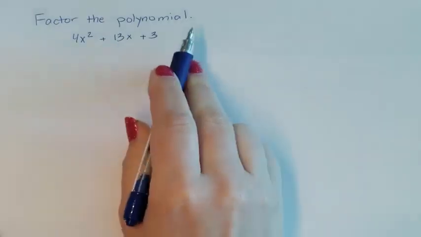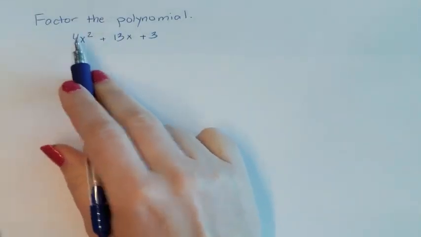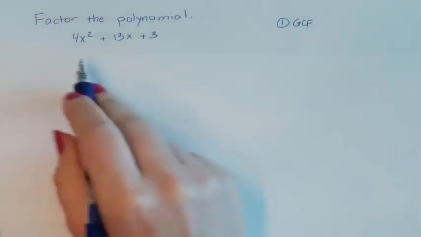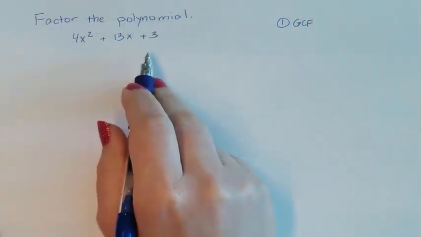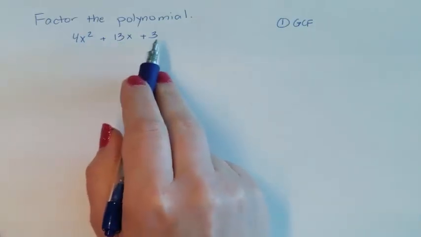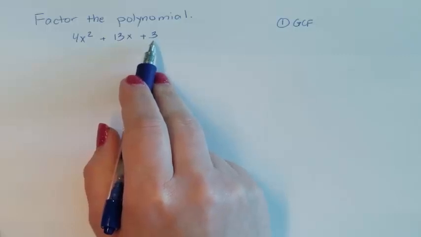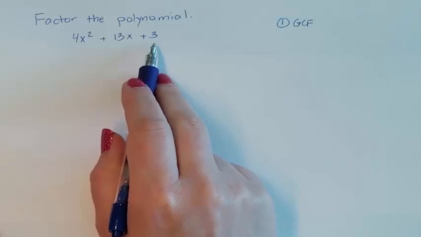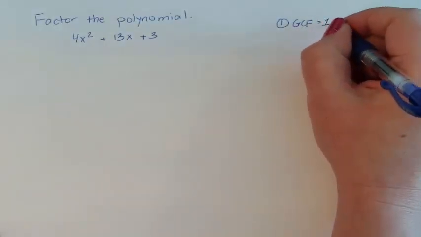So I'm being asked to factor the polynomial, and I see that my A is not 1. If A is not 1, you first need to look for a GCF to see if there's any way to simplify this problem. I'm looking at it. I can think of no number that can divide 4, 13, and 3, and I do not see any variables that x squared, x, and the constant have in common, which means my GCF is just 1.